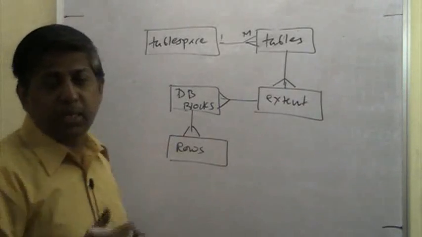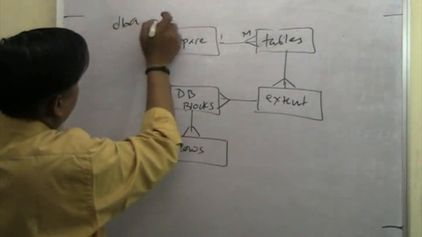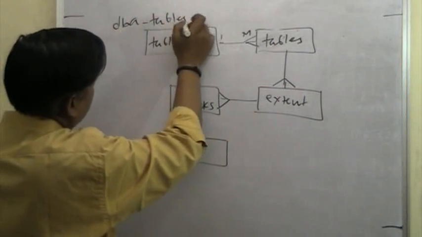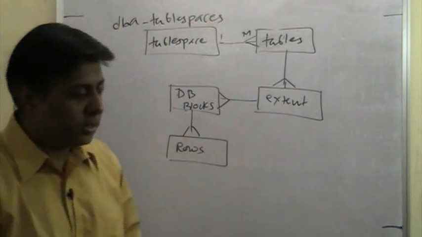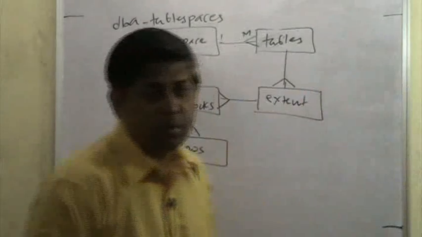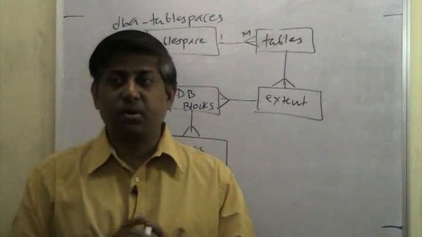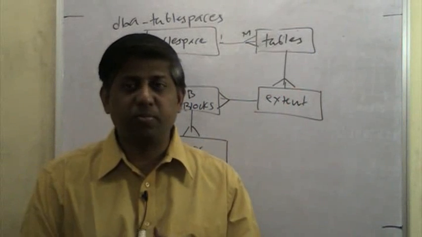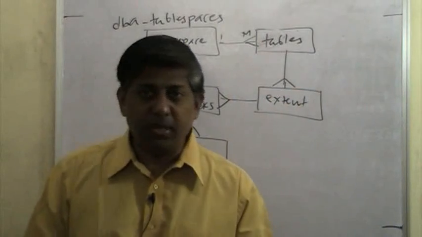Where can I find out the information? Coming back to our data dictionary views, there is a view called DBA_TABLESPACES. So if you do a select star from DBA_TABLESPACES, you will see a row for each table space in your database. Your database is not just one table space, your database is made up of multiple table spaces.